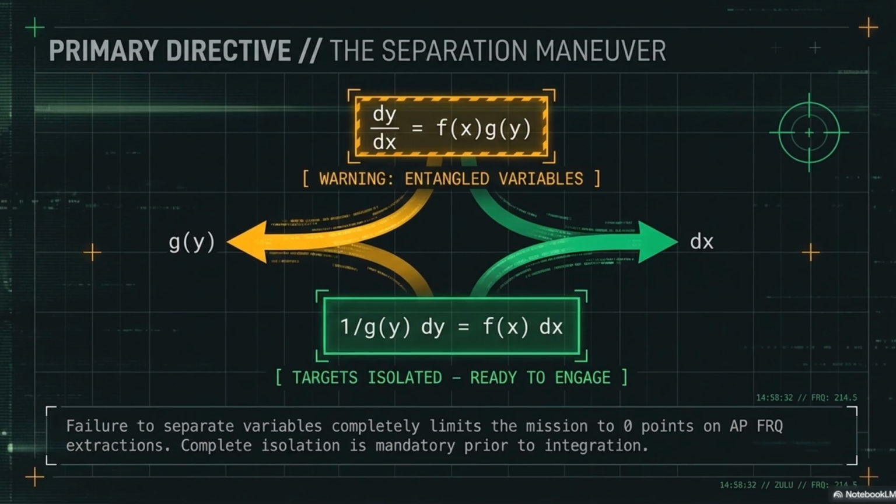Listen closely to your primary directive, the separation maneuver. When faced with entangled variables, complete isolation is mandatory prior to integration. You must flank the variables, moving all y's to the left and all x's to the right. Warning: failure to separate variables severely limits the number of points you can earn on an AP free response question, possibly preventing you from earning any of the points allotted for that part of the question.